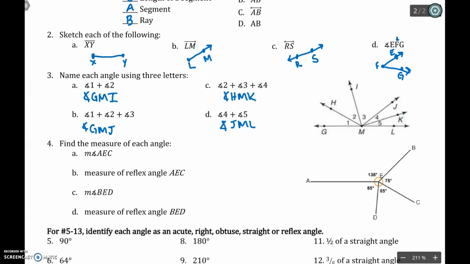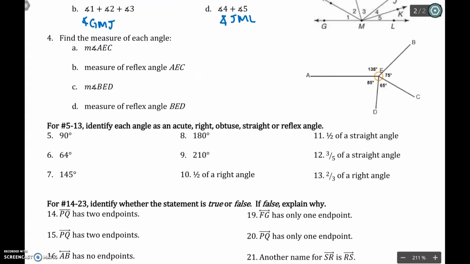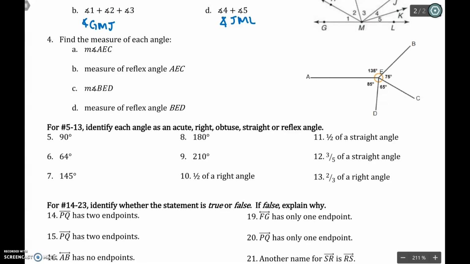Okay. For number 4, to find the measure of the angle. So now we're talking about, in this one, the measure of angle AEC. So AEC. And when we're talking, this actually looks like there could be 2 directions to go. Are we talking about AEC this way or AEC this way? When it doesn't say the word reflex, like it does in B, we're talking about the smaller one. So angle AEC would be this one here, which would be 85 and 65 put together. And so that would be 150 degrees.